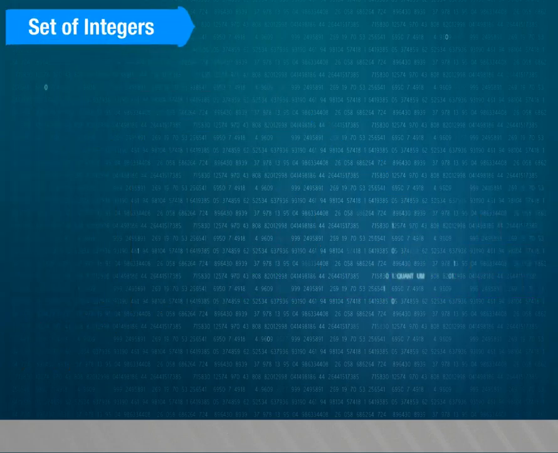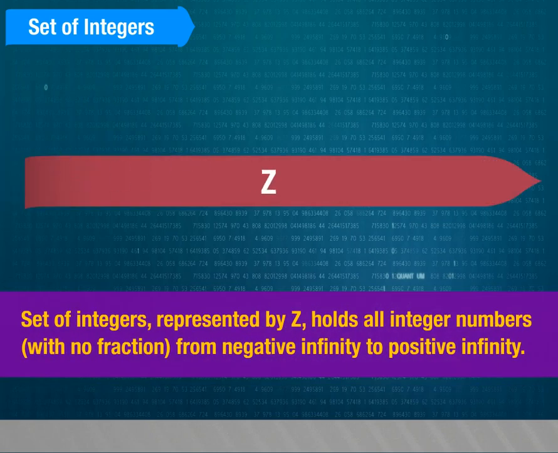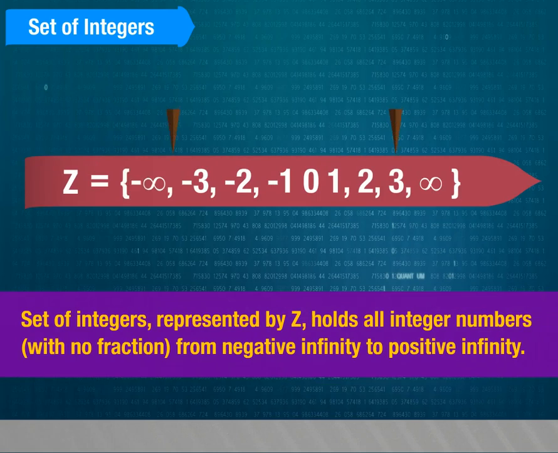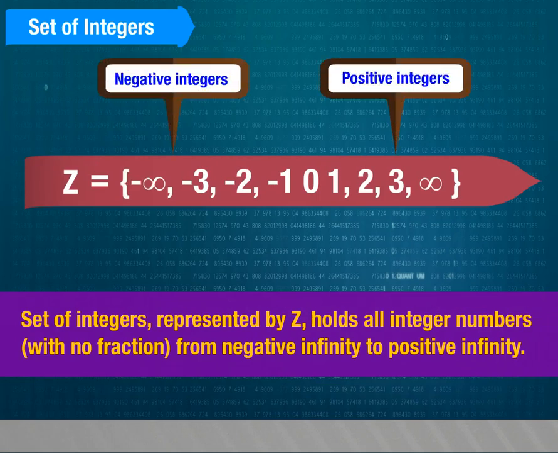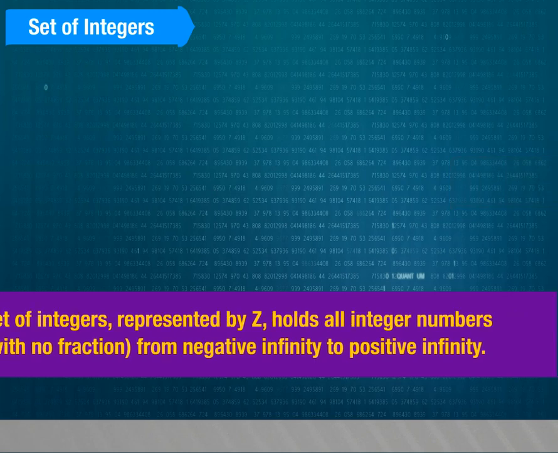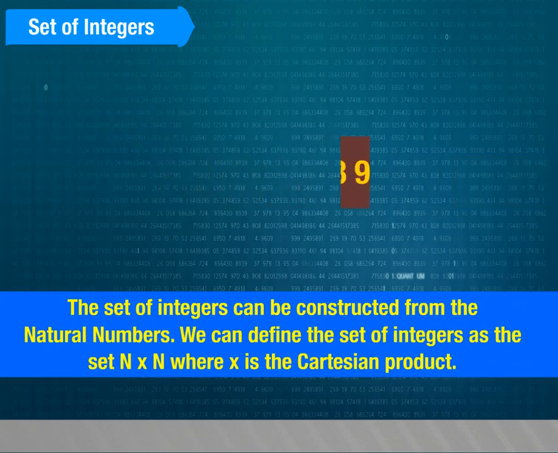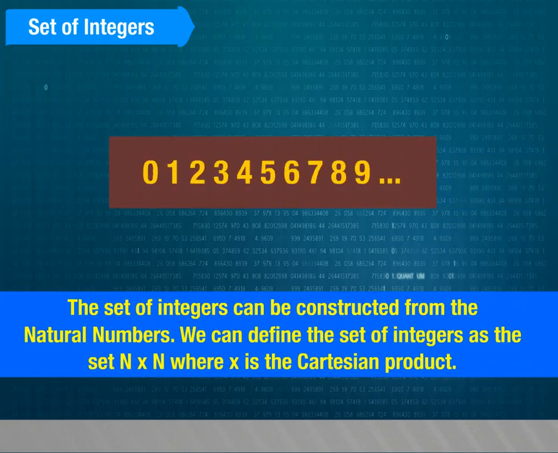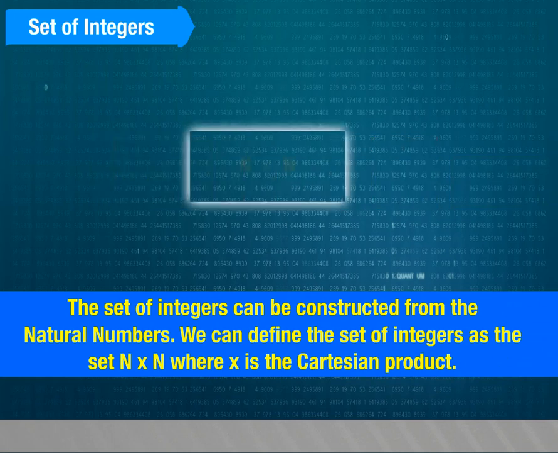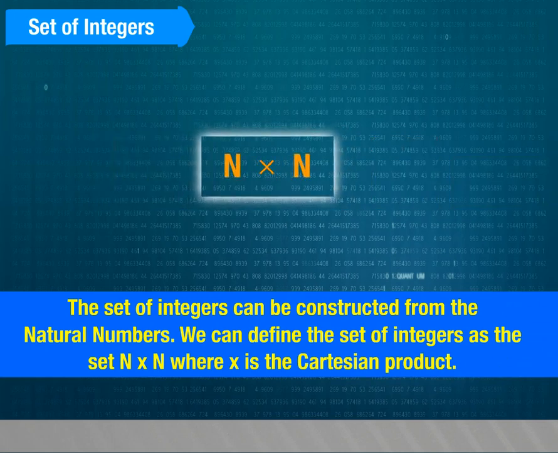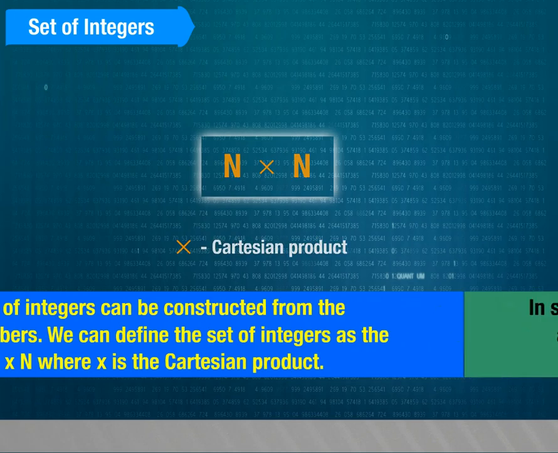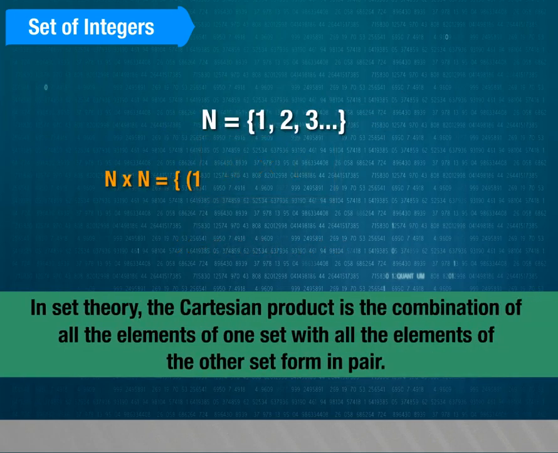Set of integers. The set of integers, represented by Z, holds all integer numbers with no fraction from -infinity to +infinity. The set of integers can be constructed from the natural numbers. We can define the set of integers as the set N cross N, where cross is the Cartesian product. In set theory, the Cartesian product is the combination of all the elements of one set with all the elements of the other set, formed in pairs.